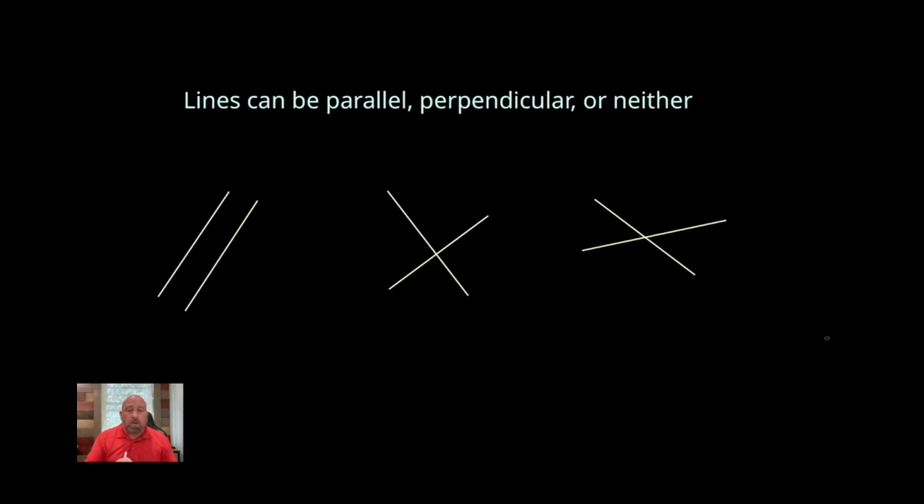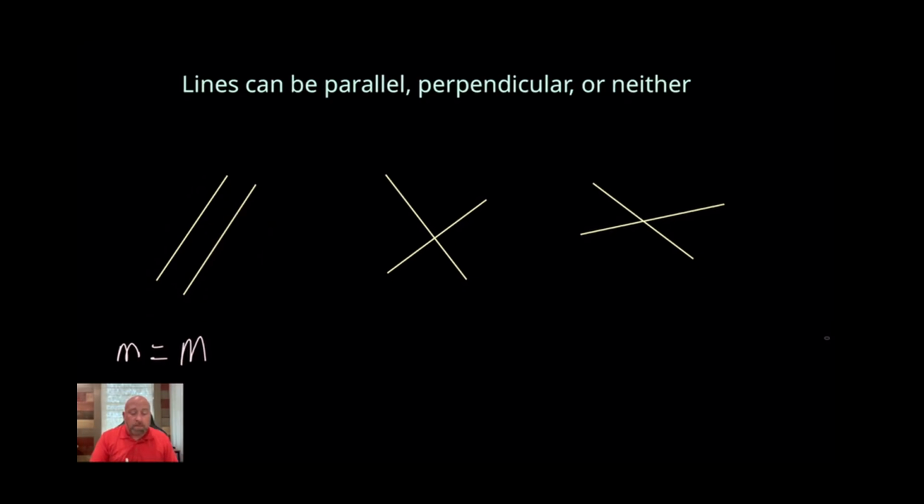So this is what I was talking about just a little bit earlier. Lines can be parallel, perpendicular, or neither. So here are your parallel lines. In this one, your slope would equal your slope. The slope of this line equals the slope of this line. Okay? Slope equals slope. On this one here, this is your perpendicular line.